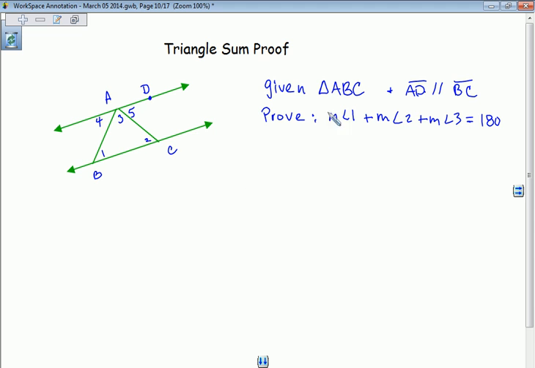To state the given. So the first thing is that we have a triangle, we don't really need that, but now let's state the other piece of the given, that AD is parallel to BC. Now, when we have two parallel lines cut by transversals, it tells us a lot of stuff. And on this one, what does it tell us is congruent?